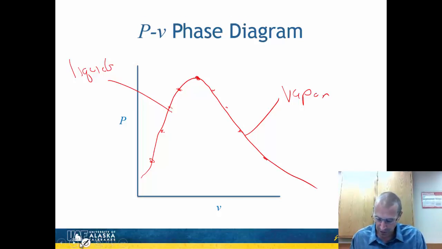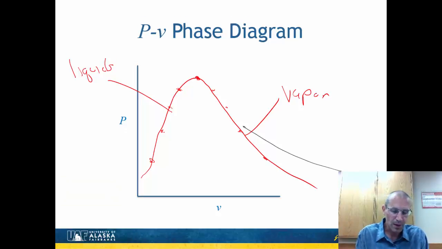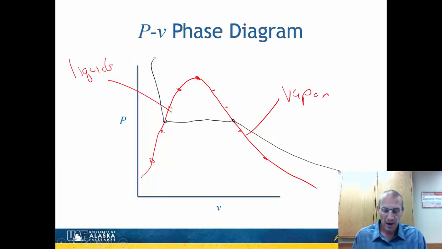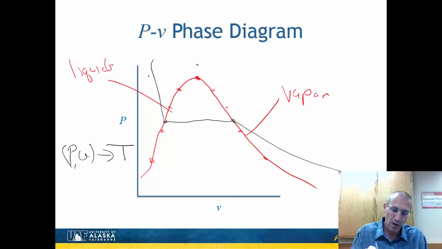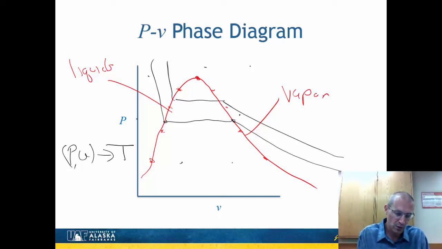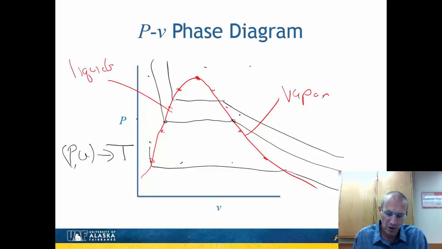And I could draw an isotherm. Let's do that one in black. And the isotherm would look like this. It would come up, intersect, move straight across during phase change, and then upward in that direction. And again, I have a map where I can take a PV pair and get a temperature from it. Any point on this graph is going to have a corresponding isotherm that moves through it. And no two isotherms ever cross. So I would have another isotherm that looks like this one. I'd have one below this, but they never cross.